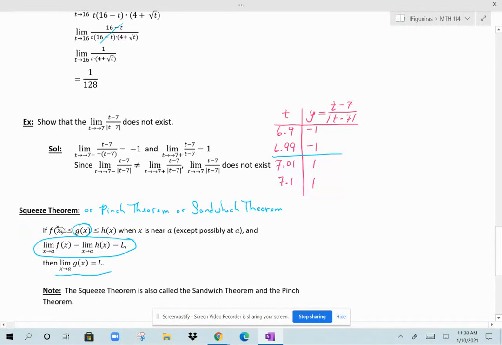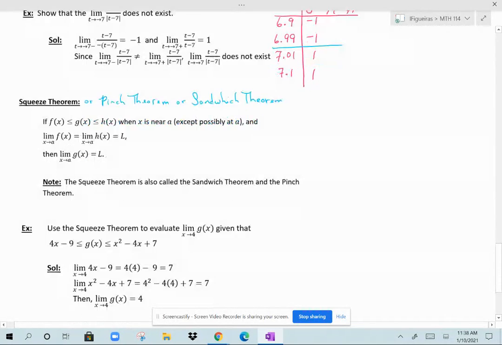So the reason why this is convenient is because sometimes g of x, the one in the middle, is difficult to evaluate, but the one below it and above it are easy. So it's like a way of avoiding g of x by working with simpler functions.